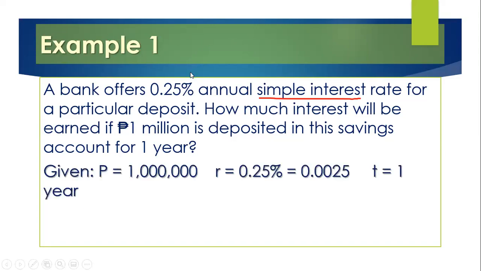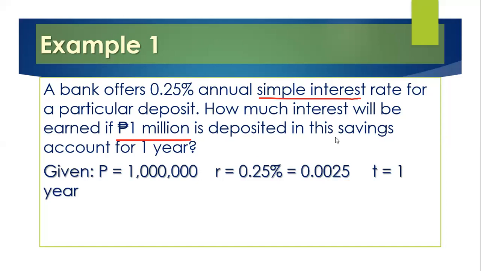Okay, identify the given. First, we have the P, which is the 1 million pesos, yung pera mo at the start. Okay, R is 0.25%. Okay, naka-percent pa po yan. Converting to decimal, move yung decimal place to the left. 1, 2. Okay, kaya po naging 0.0025.